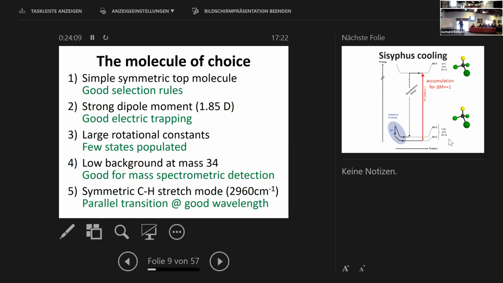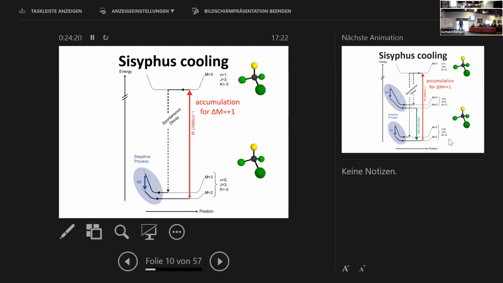It's a parallel transition at a good wavelength. Good lasers are available at this wavelength. So technologically, it is kind of convenient to work with this model. And that's why we picked it. So here's how it works.